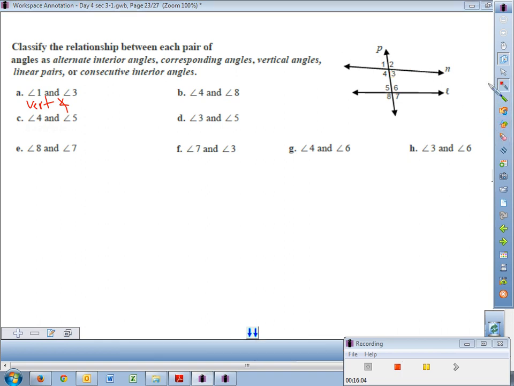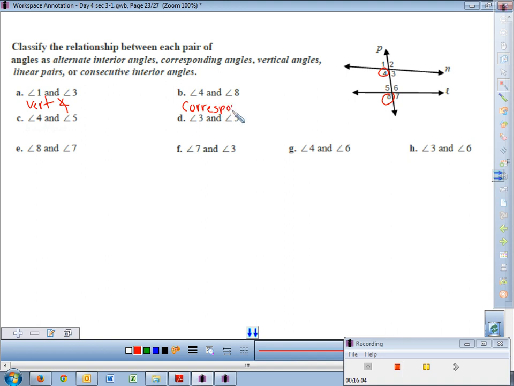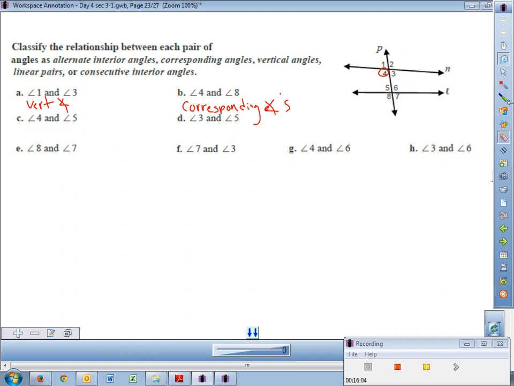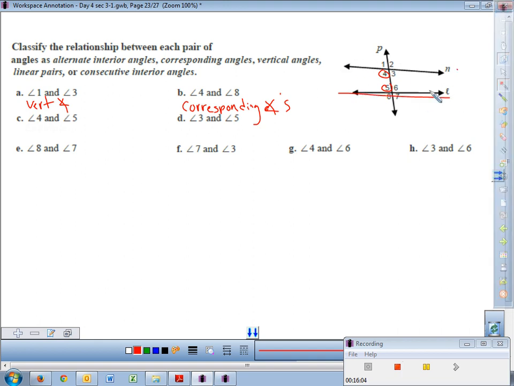Now, in part B, angle 4 and angle 8. Those are one of the new types. Since angle 4 is to the left of the transversal and below its line, and angle 8 is to the left and below, those are what we call corresponding angles. And we'll spell the whole thing out. Corresponding angles. You can use the angle symbol. That's fine. Then angle 4 and angle 5. So let me get my eraser. Angle 4 and angle 5. They are between these two lines, so they are interior, and they're on the same side, so those are consecutive interior angles.